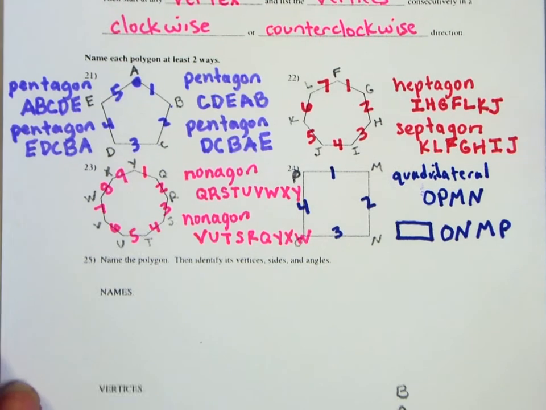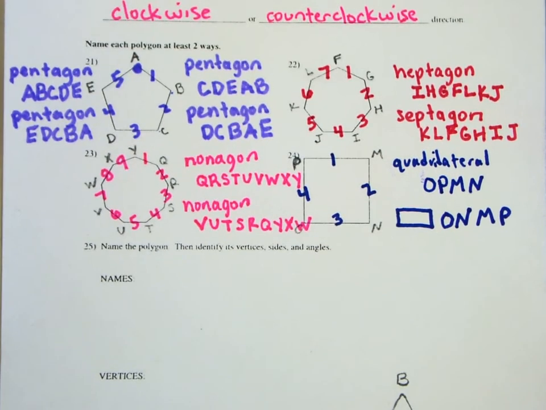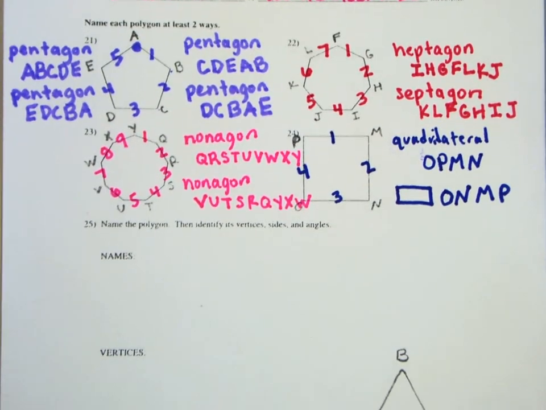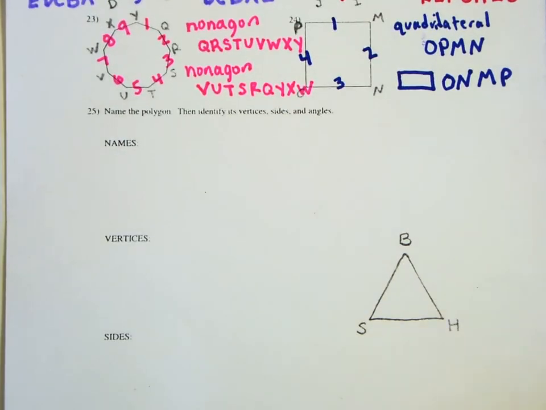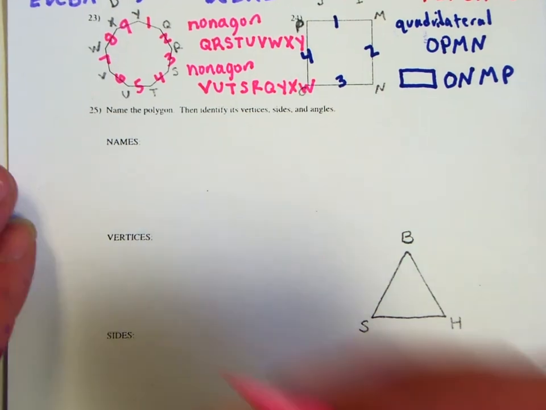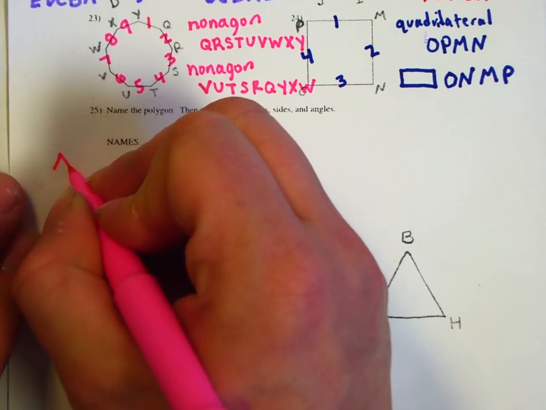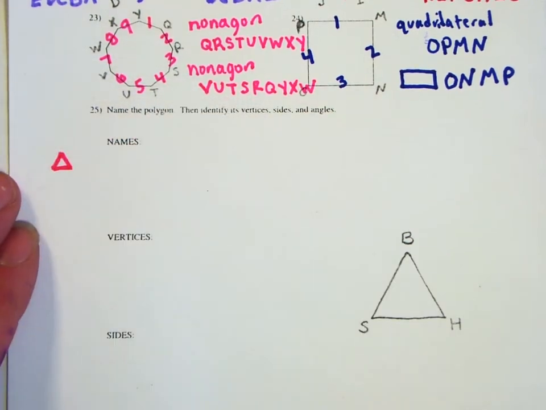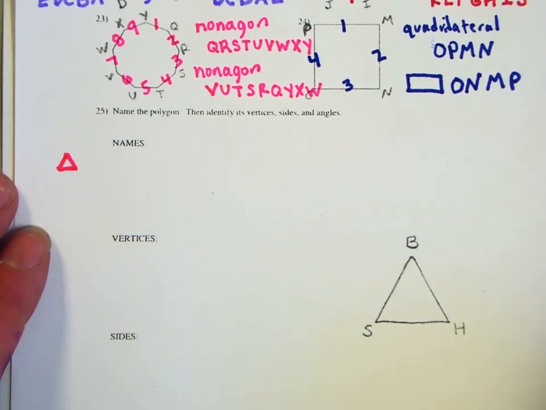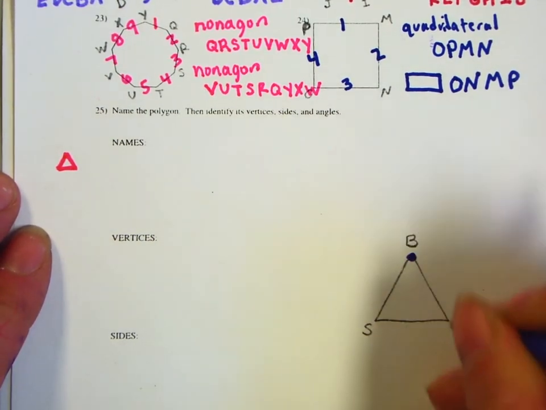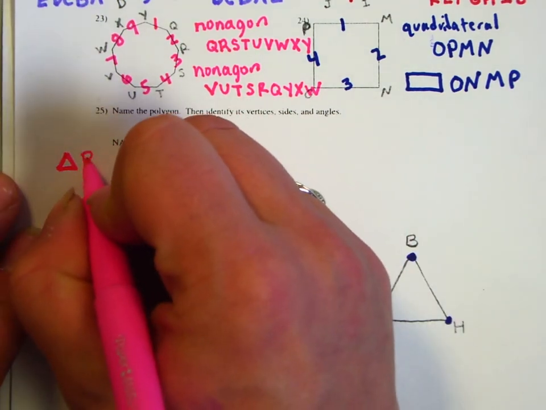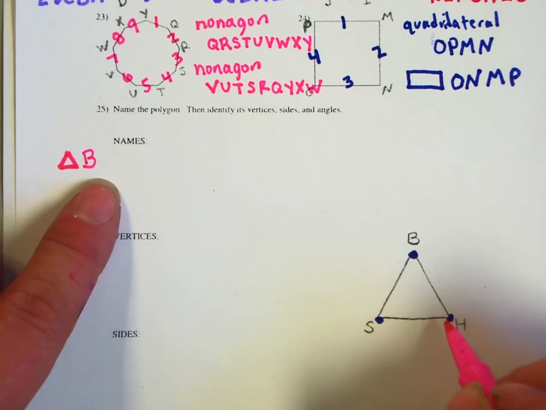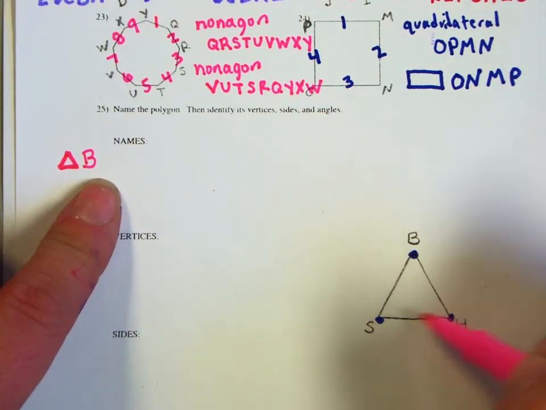Okay, for problem 25, it asks us to name the polygon, then identify its vertices, sides, and angles. So let's take a look. We can clearly see that we have a 3-sided figure here, which we know a 3-sided figure is a triangle. We were just told that we are allowed to abbreviate by drawing a triangle symbol. So let's say we start with vertex B. If we go in a clockwise motion, it would be triangle BHS.